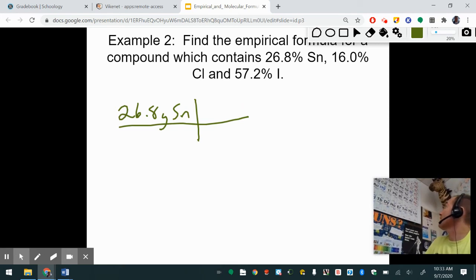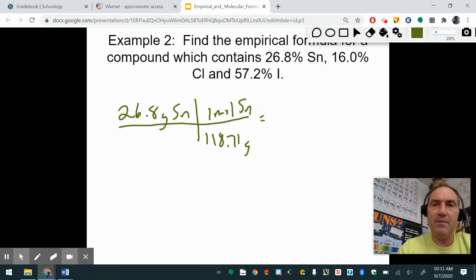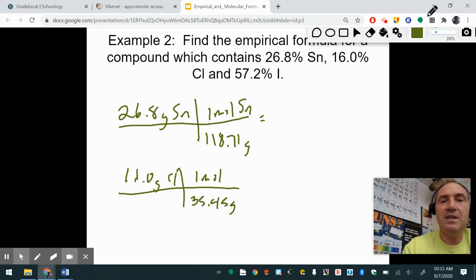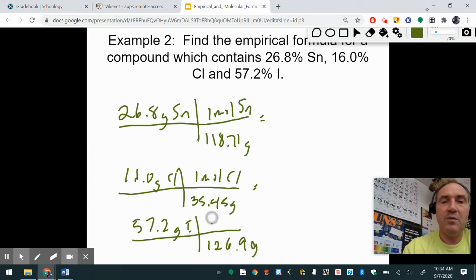Okay, and tin's molar mass is 118.71 grams in 1 mole of tin. Okay, and then we have 16.0 grams of chlorine, and in 1 mole of chlorine there's 35.45 grams in 1 mole of Cl. And then finally, 57.2 grams of I, and then 126.9 grams in 1 mole of I.